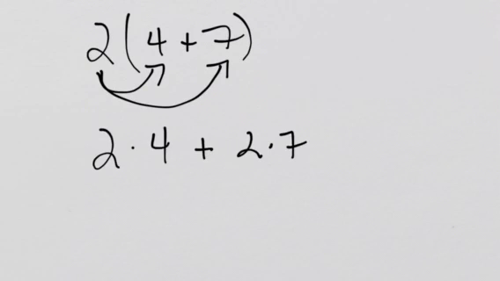And then finally, all I'm going to do is multiply 2 times 4 and get 8. And then I'm going to bring my addition sign down. And then I'm going to say 2 times 7 is 14. Finally, I'm going to add those 2 together and get 22.